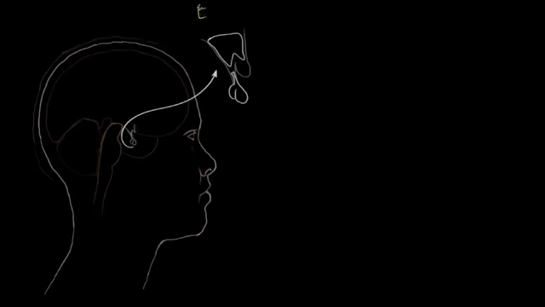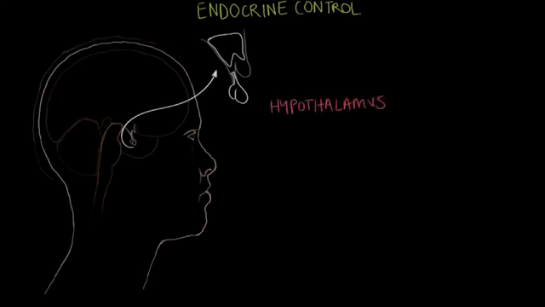Okay, so today what I want to talk about is endocrine control. And in order to talk about endocrine control, I need to talk about two major glands. First, the hypothalamus. I'm going to draw that in here. And then in this enlarged image right here, this is just a blown up view of the hypothalamus.